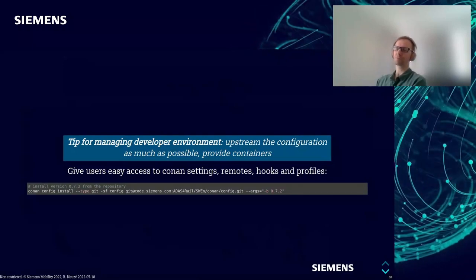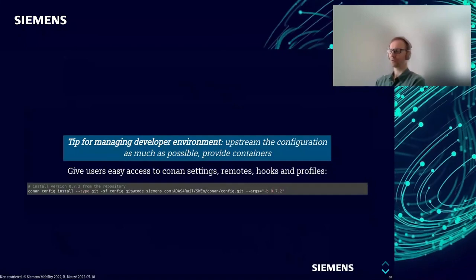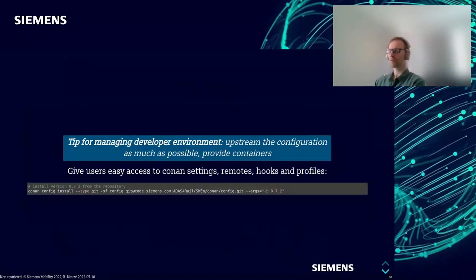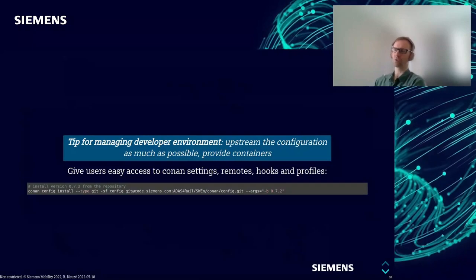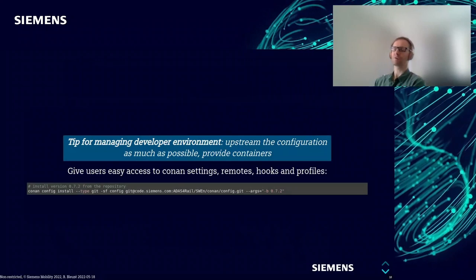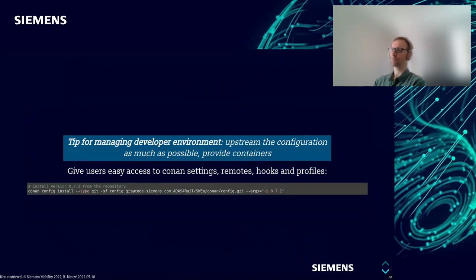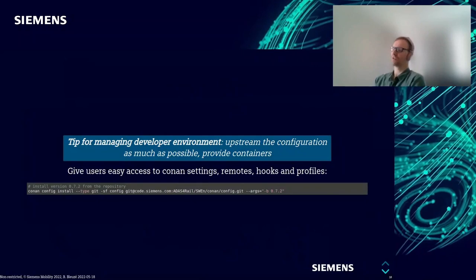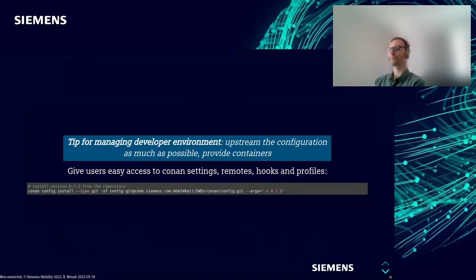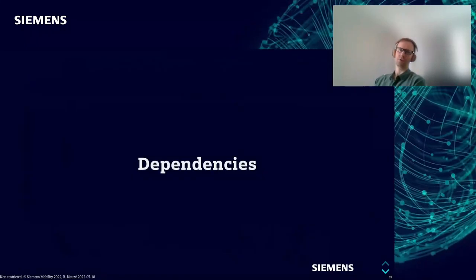My advice is also to provide your developers with containers where they can build and run your whole system, and you provide them with this config on those containers already. This is very helpful, but they can still do it by manually downloading this config. It's quite handy. Right, dependencies, the core of what Conan does, right?